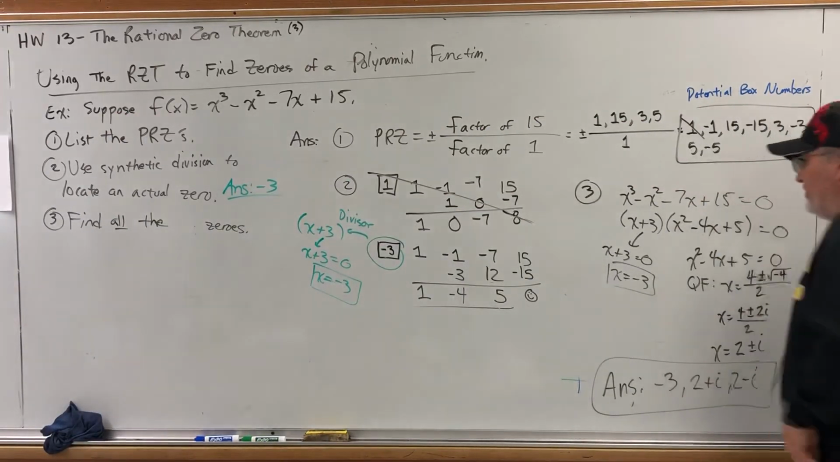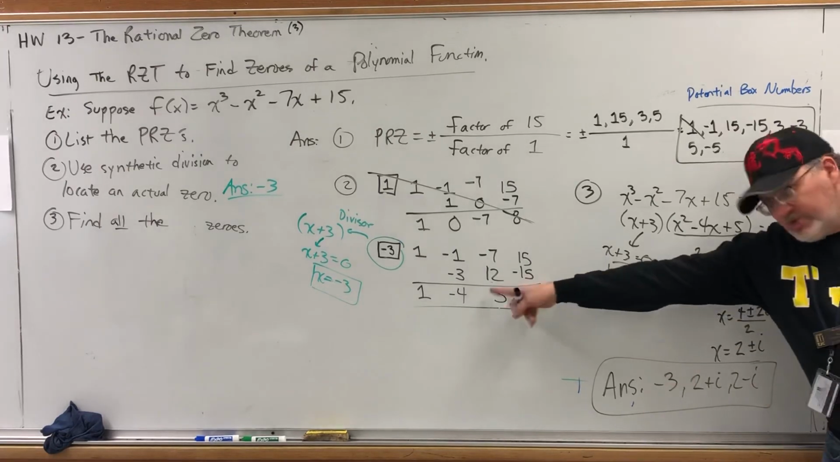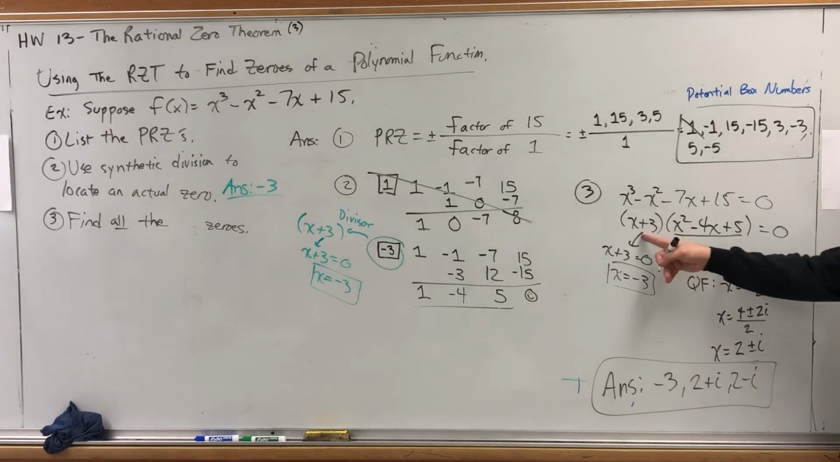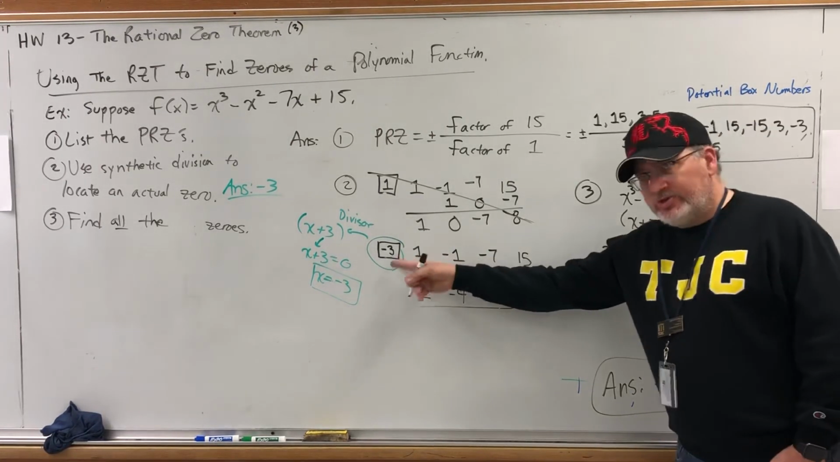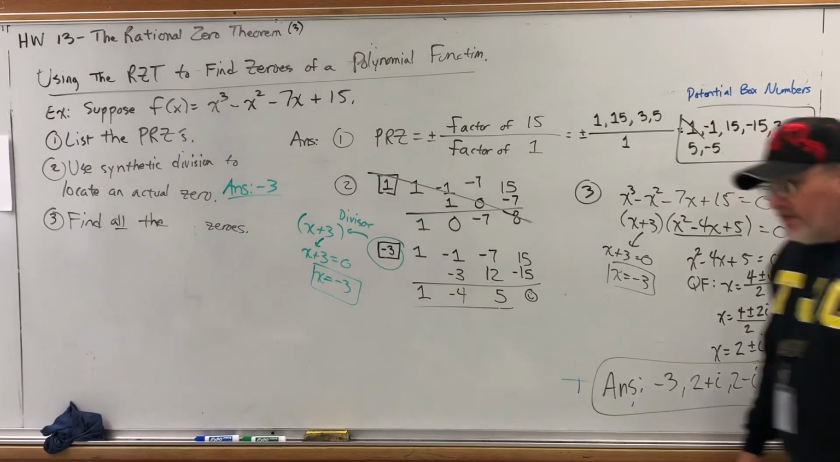Then you can use the results of the synthetic division problem to factor the original function, but you really only need to focus on the factor from the quotient at the bottom, because the factor that came from the divisor, we already know it's 0. You may have to use the quadratic formula, and you may get answers that aren't rational numbers, but that's okay. All right, it's a lot to do, but we're going to take a look at another.